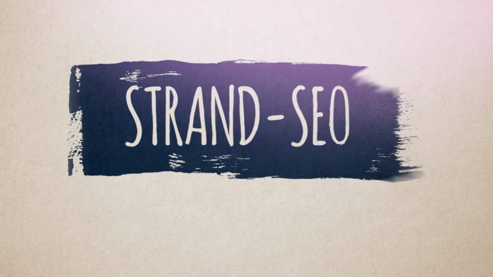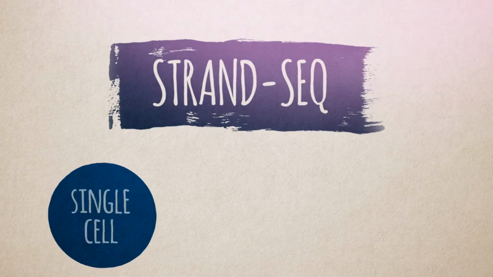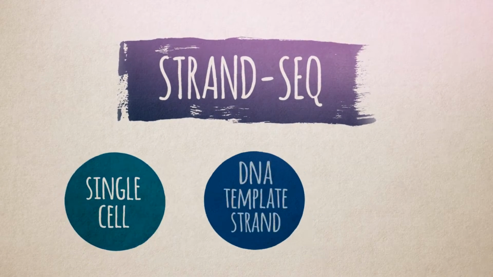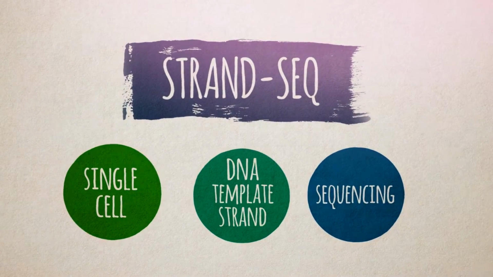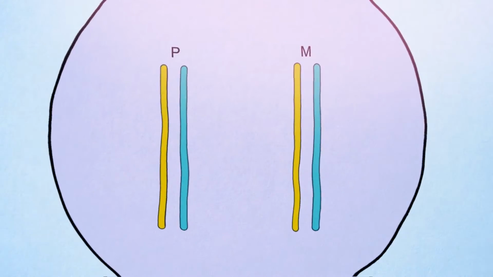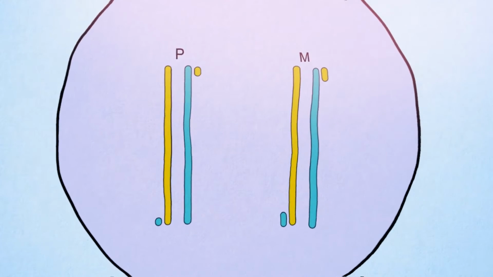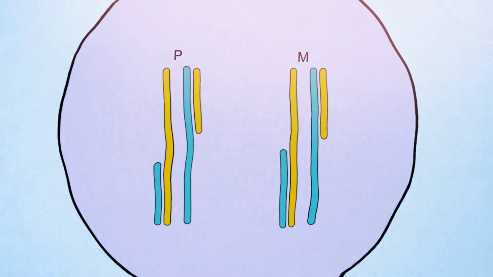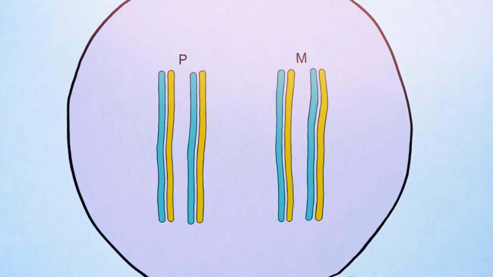Strand-seq is a method for single-cell DNA template strand sequencing. It was originally developed for tracking DNA strand segregation during cell division, but has many other applications as well. During DNA replication, a complementary nascent strand of DNA is made from each original template strand. This creates two identical sister chromatids for each chromosome.